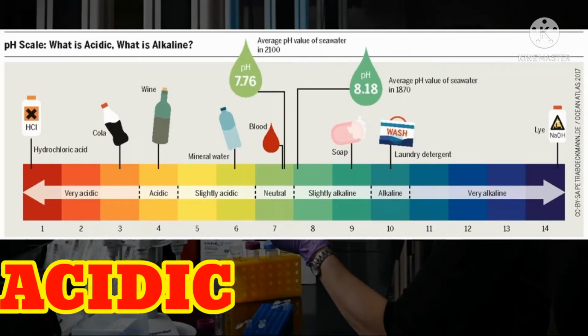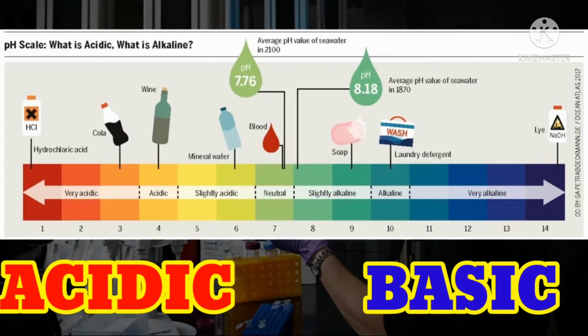How about on the right side? From 7.1 to 14 is considered as basic. At ang pinaka-basic ay nasa dulo, which has a pH of 14. Yung may pH na 7 ay considered as a neutral substance, at ang example nito ay ang water.